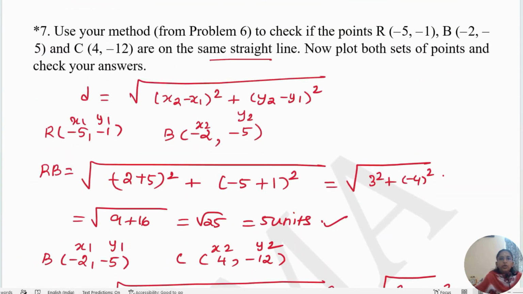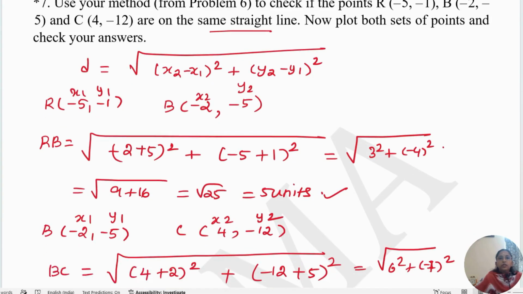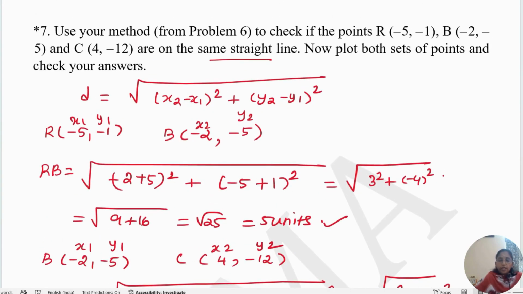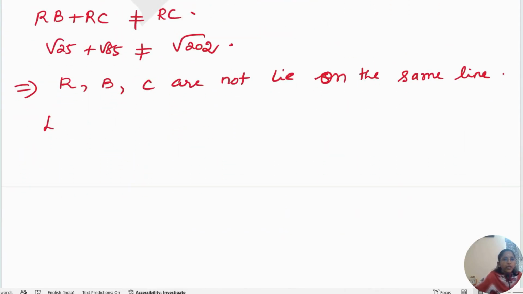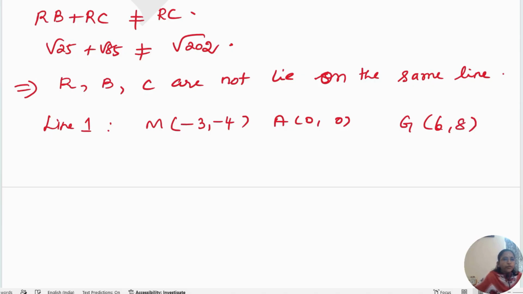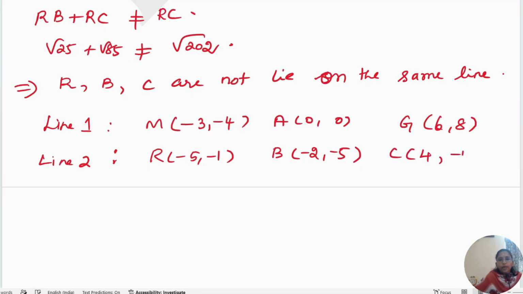The first part is over. Now coming to the second part. Plot both sets of points and check your answers. So both sets of points, in the sense the previous problem's data and this data also. For line 1, we are considering the points from the sixth problem: M is minus 3, minus 4, A is 0 comma 0 and G is 6 comma 8. And for line 2 from the seventh question, R is minus 5, minus 1, B is minus 2, minus 5 and our C value is 4, minus 12.